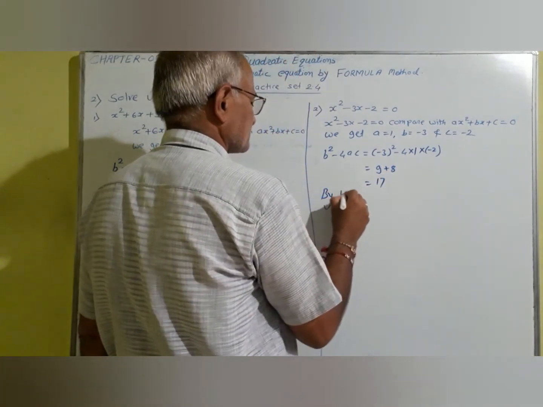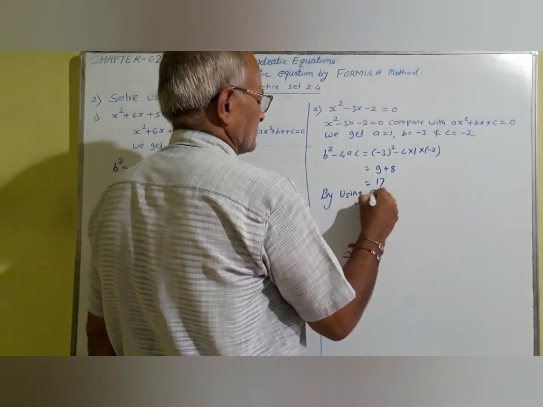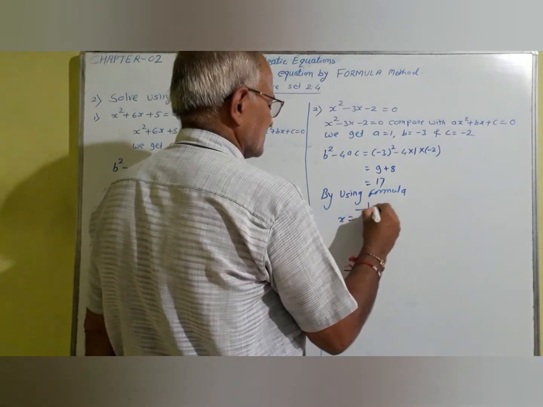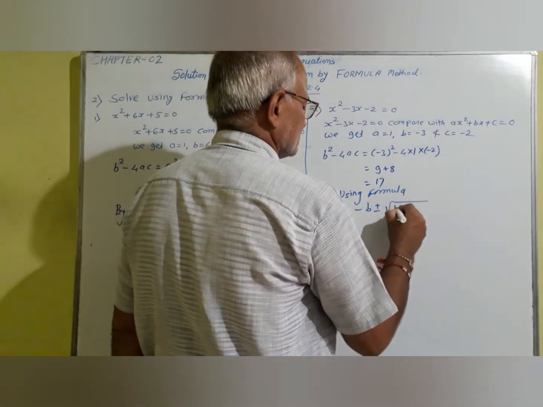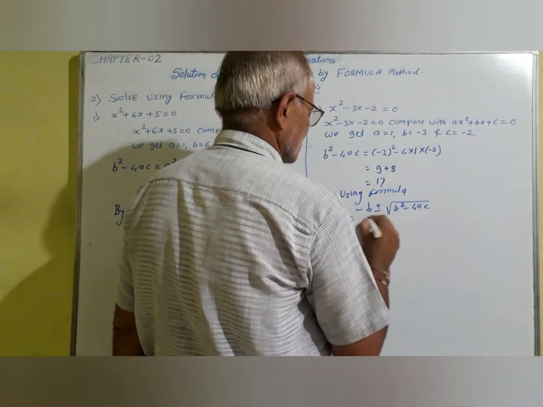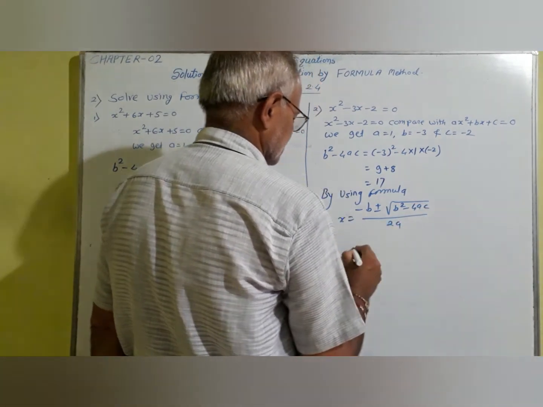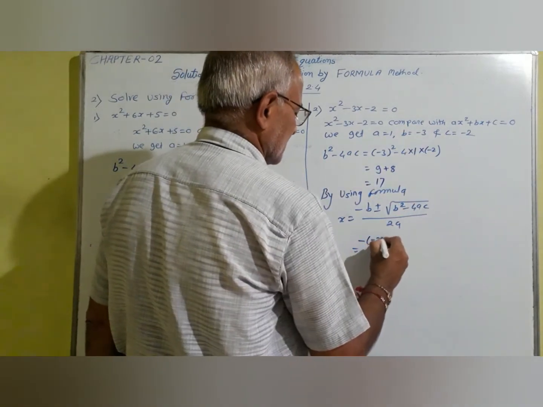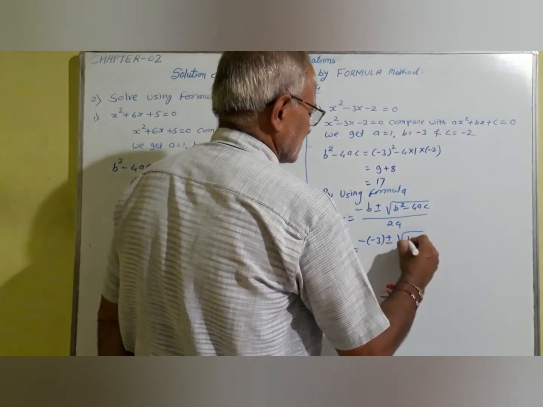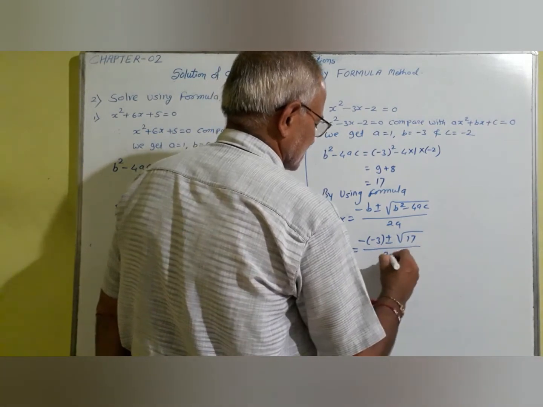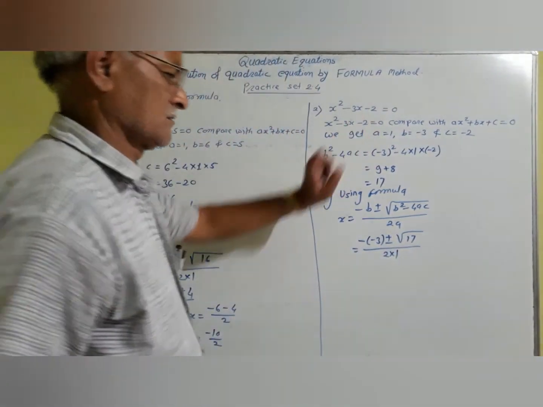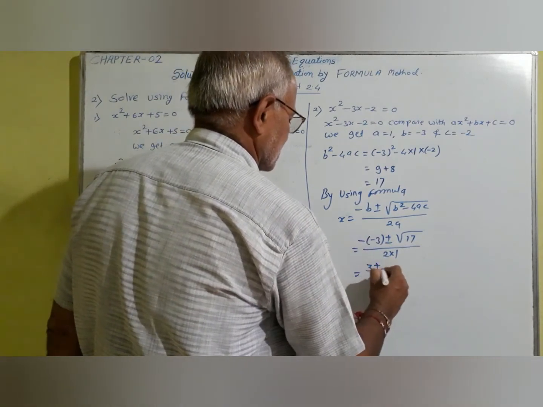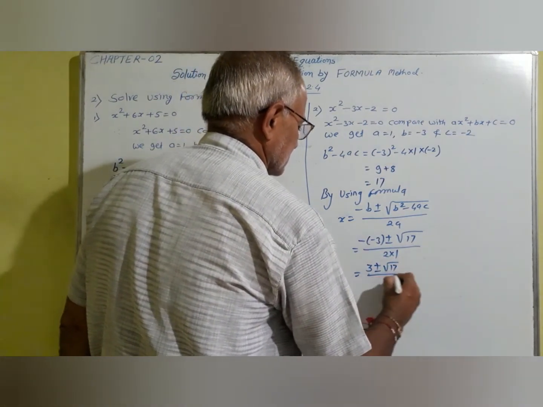By using the formula x is equal to minus b plus or minus square root of b square minus 4ac upon 2a, that is equal to minus b means minus 3 plus or minus square root of 17 upon 2 multiplied by a means 1, that is equal to minus minus plus 3 plus or minus square root of 17 upon 2 into 1.